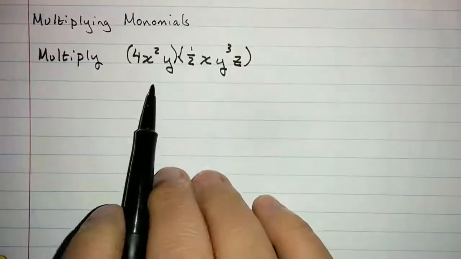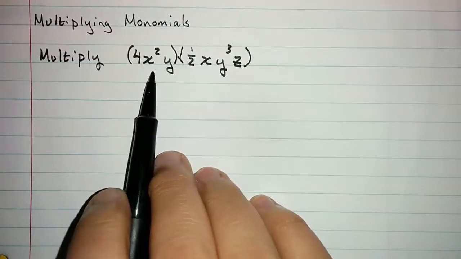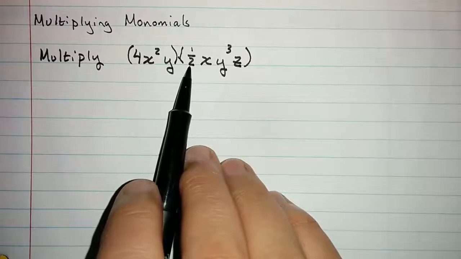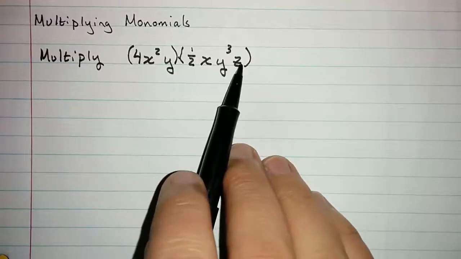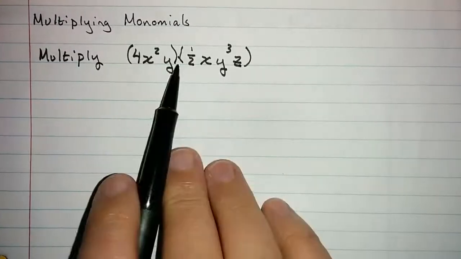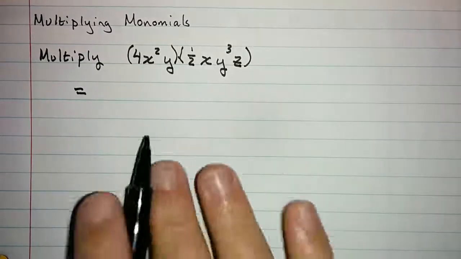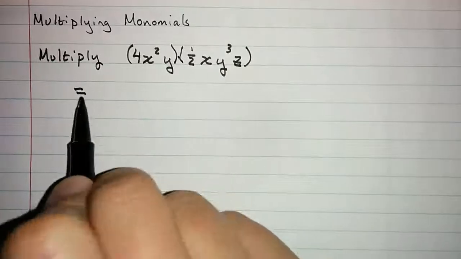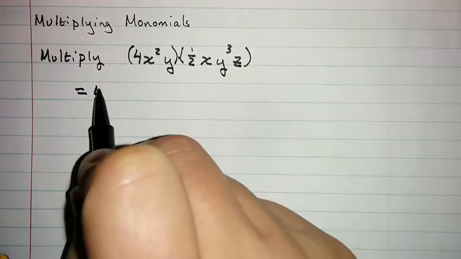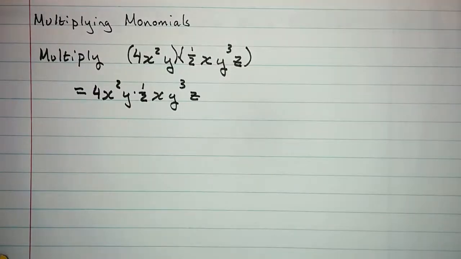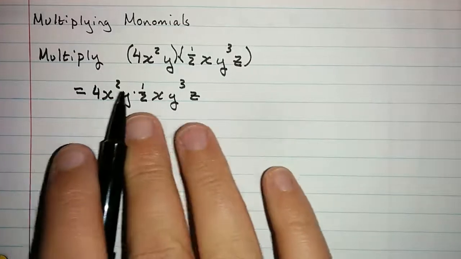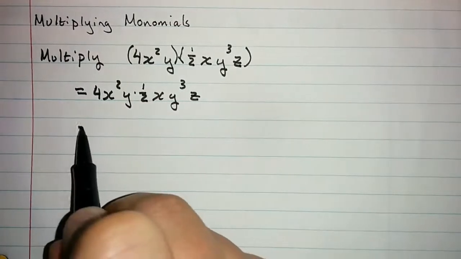What happens when we multiply one monomial by another? Suppose we want to multiply the monomial 4x squared y times the monomial 1/2 xy cubed z. Well, we can use the properties of multiplication here. First, we can use the associative property to drop these parentheses.